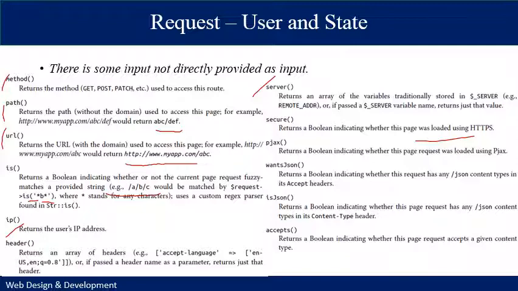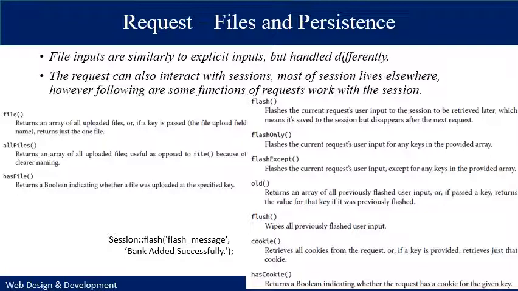Pjax returns a boolean indicating that the page request was loaded with PJAX, and wantsJson and isJson return a boolean indicating whether the request has any JSON content, and in the same way, isJson returns a boolean indicating whether the request has any JSON content in the content type header. Accepts returns a boolean indicating whether the request accepts a given content type. Similarly, you can access files and other persistent information from your request object.